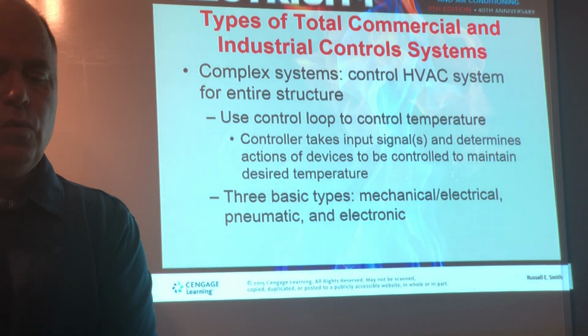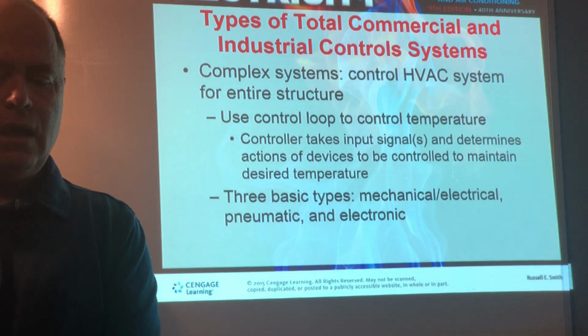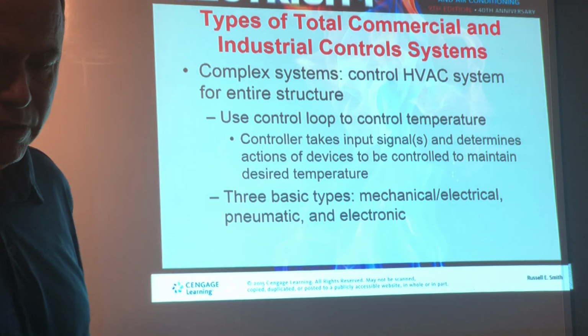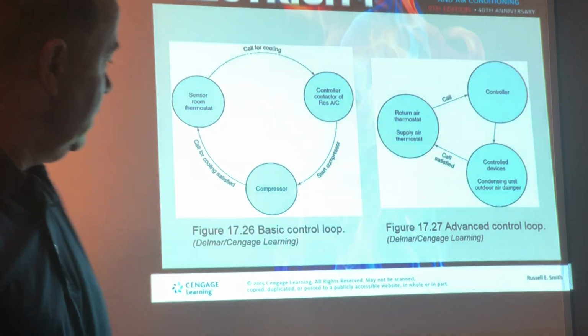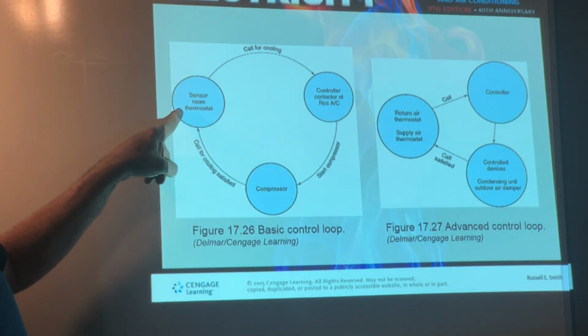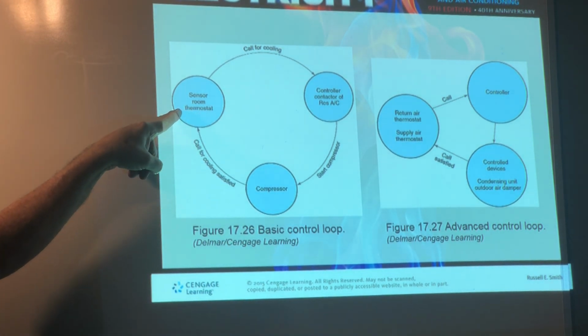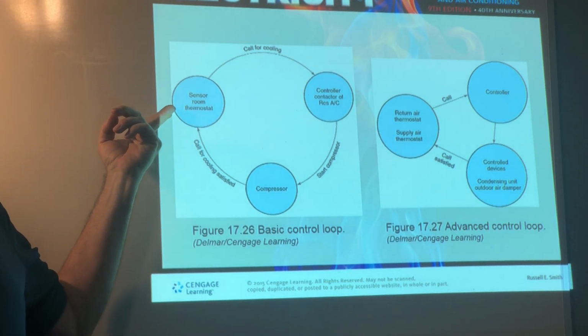Okay. With any system, there's really a control loop. Let's take a little look at a diagram to understand it better, just this concept of what a control loop is. Let's look at the basic control loop here. Here you have something like a sensor or a room thermostat. It senses, hey, the room is too warm.